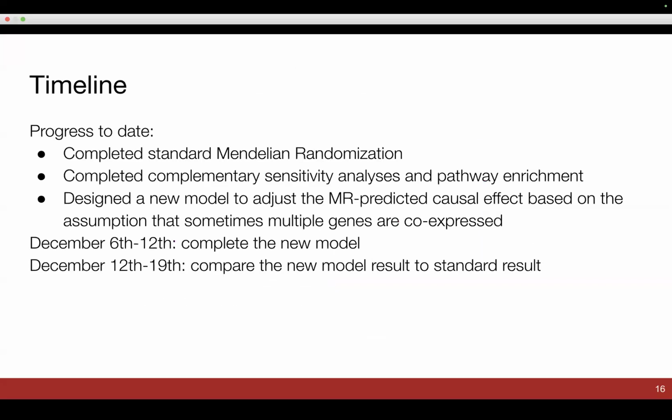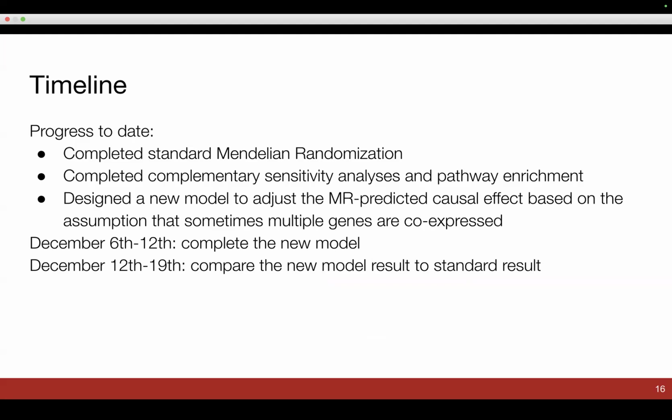And then this is our timeline. From the progress to date, we have completed the standard Mendelian randomization and got the 9 significant results that I just talked about. We also did the complementary sensitivity analysis to ensure that our result is concrete and valid, and also a pathway enrichment analysis as a complementary analysis.